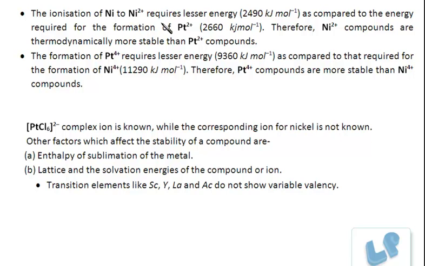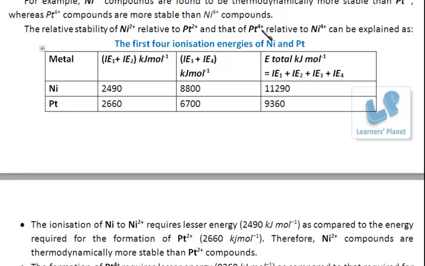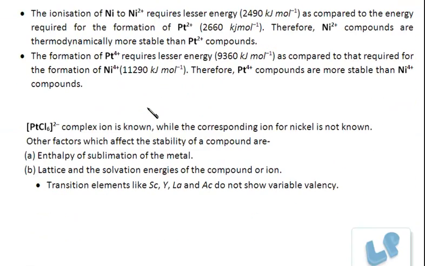The ionization of nickel to nickel 2+ requires less energy as compared to the energy required for the formation of Pt2+. It is 2490 and Pt2+ requires 2660. Right? This is the thing. Nickel 2+ requires 2490, whereas Pt2+ requires 2660. Therefore, nickel 2+ compounds are thermodynamically more stable than Pt2+ compounds.